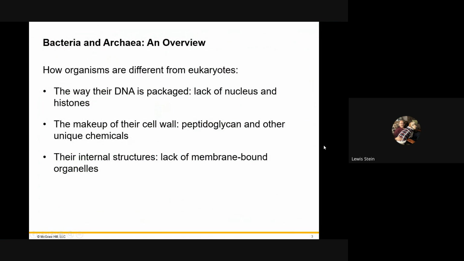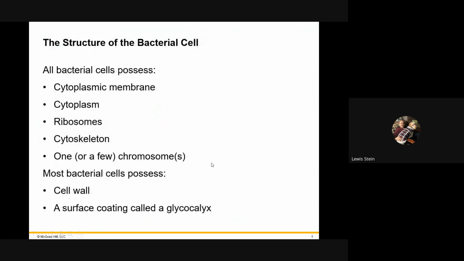Moving on. All of these things are important. The DNA, we talked about that being a circle, the lack of the nucleus, those histones. If you don't remember, they're proteins that hold the DNA in a spring-like shape so it doesn't go into coiling. Bacteria don't have that. The makeup of their cell wall is peptidoglycan and other chemicals, and they lack membrane-bound organelles. So, basic stuff.